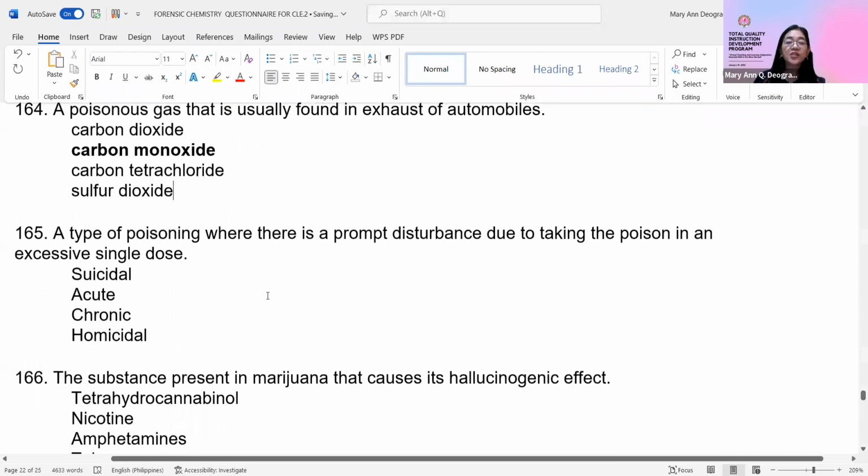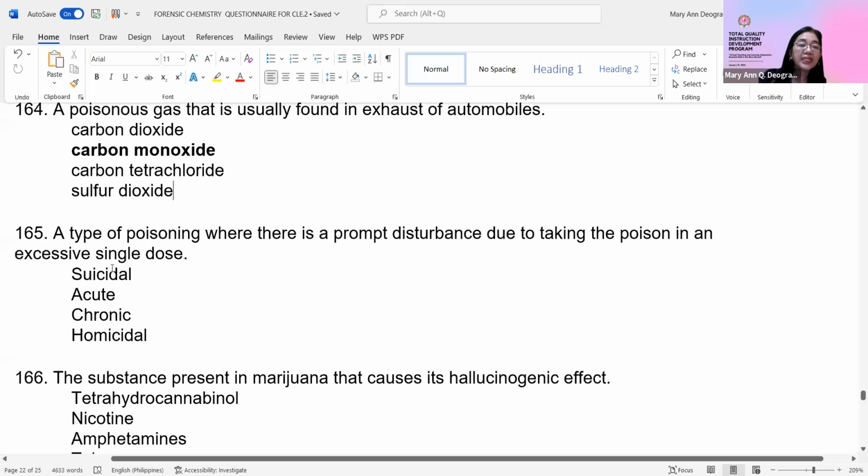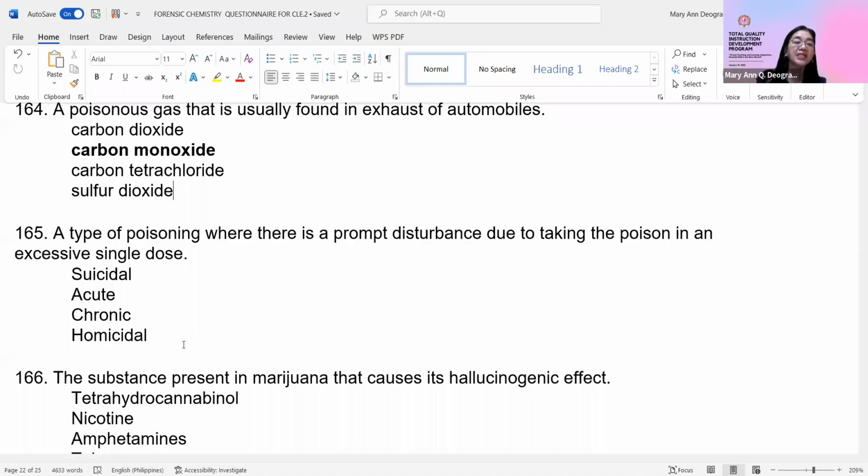A type of poisoning where there is a prompt disturbance due to taking the poison in an excessive single dose. Ang pagpipilian na lang natin is B and letter C. Eliminate natin yung A and D. Is it acute or chronic? Mabilisan na effect ng poison. Is it acute or the chronic? Acute. Kasi ang chronic is gradual deterioration, no? So, papipilian lang natin dito sa B and C. So, the answer, class, is letter B.